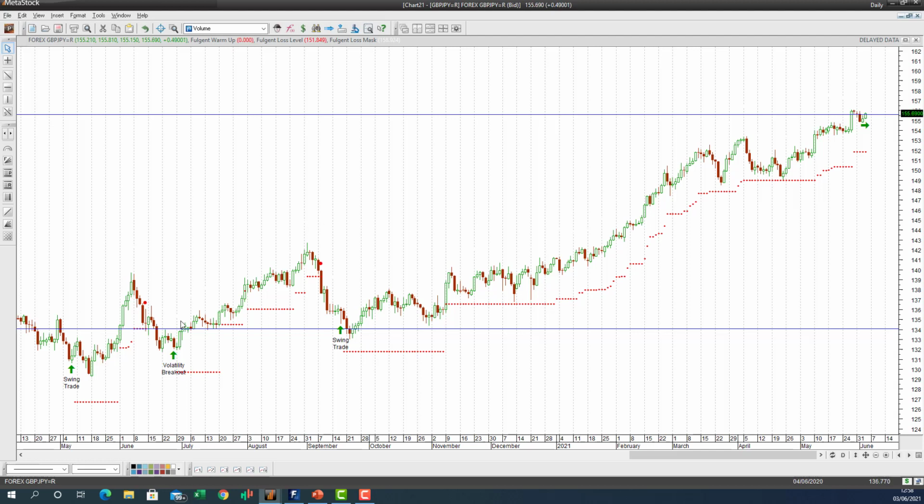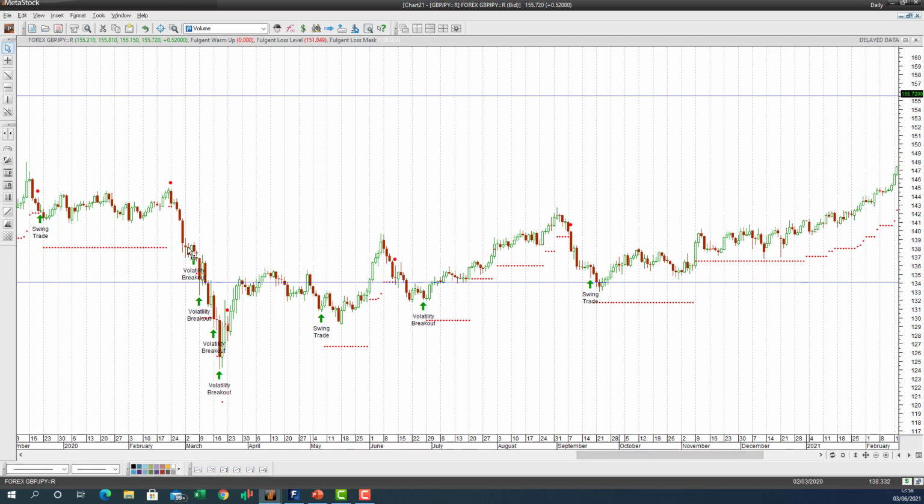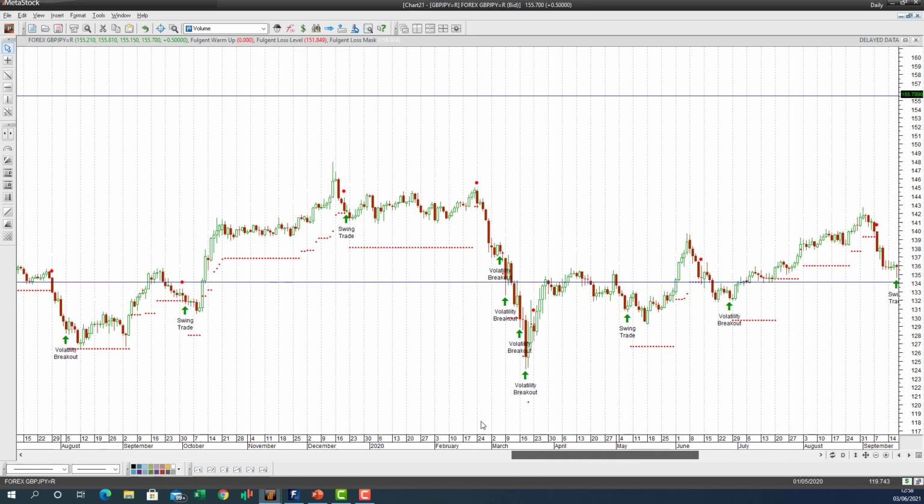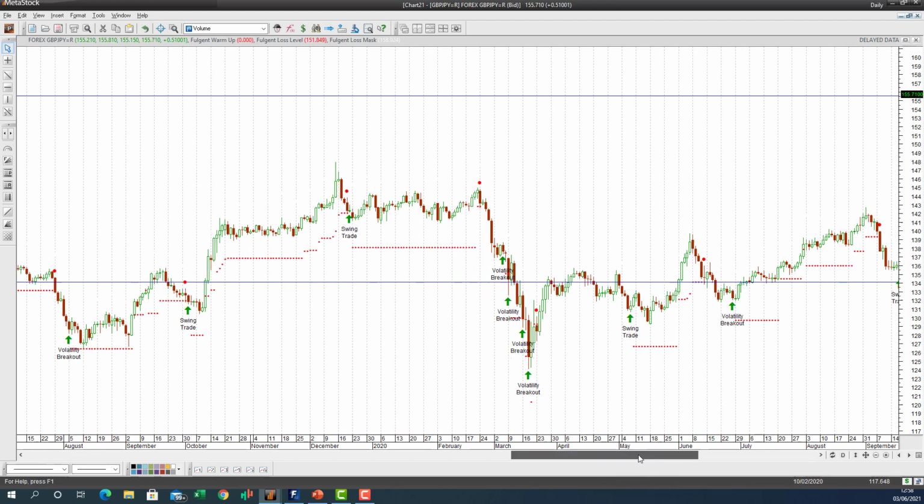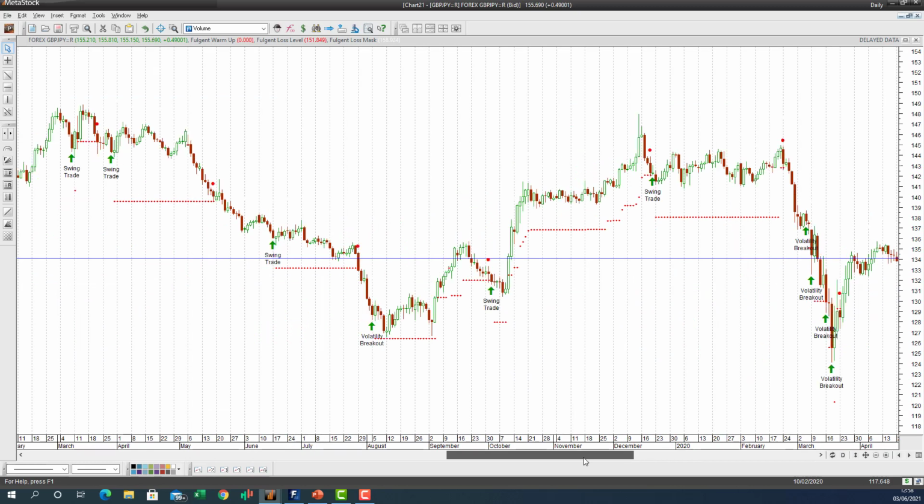Fantastic. The previous volatility breakout in July worked out well, as did the May and June rally for sterling yen. You can see there, when there's a big downturn, obviously when the volatility gets high, you'll get a volatility breakout. So there's two of those trades that didn't work out. The last one did very nicely there. Quick swing trades, quick swing trades. So quite a high success rate.